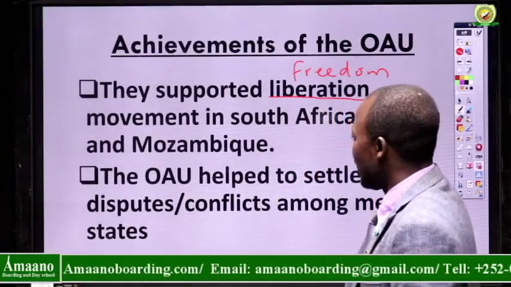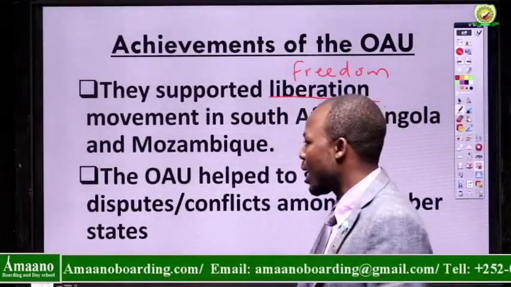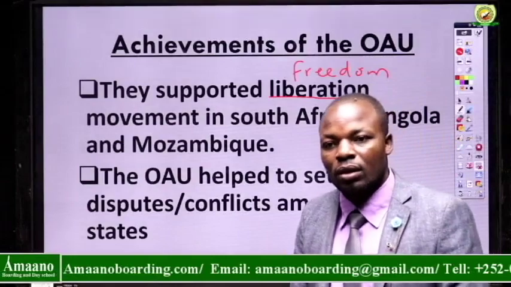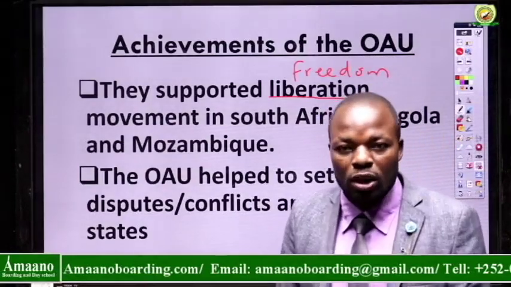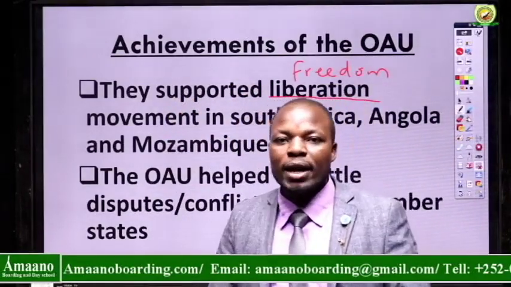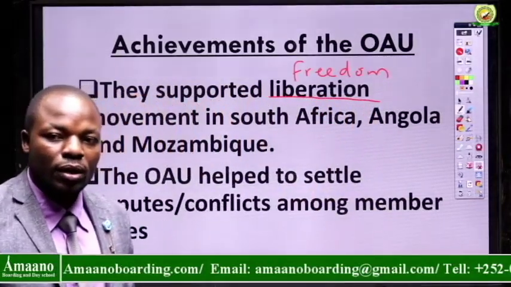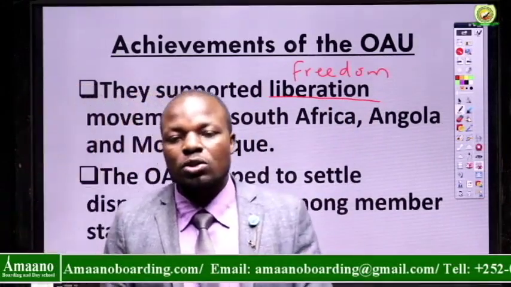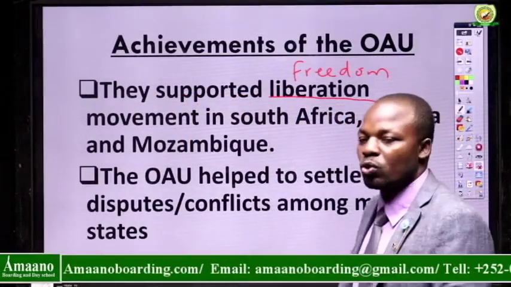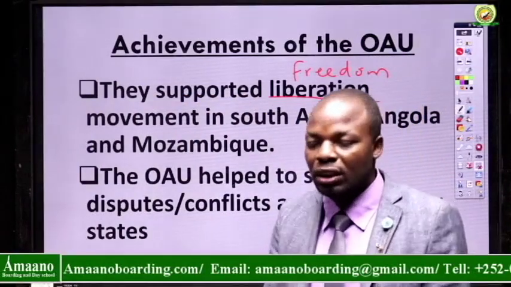The next one is that the OAU helped to settle disputes. Disputes are conflicts or disagreements. So they helped to settle disputes or conflicts among member states. For example, whenever there was war, let's say between Eritrea and Ethiopia, the OAU came in to negotiate and try to solve the conflict between these two countries. Whenever there was conflict between Sudan and South Sudan, the OAU came in to help settle their disagreement. So it has done very wonderful work. It has achieved a lot.